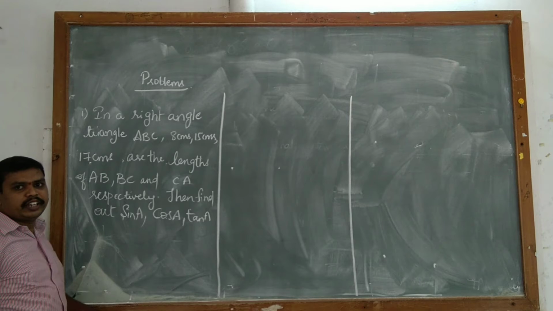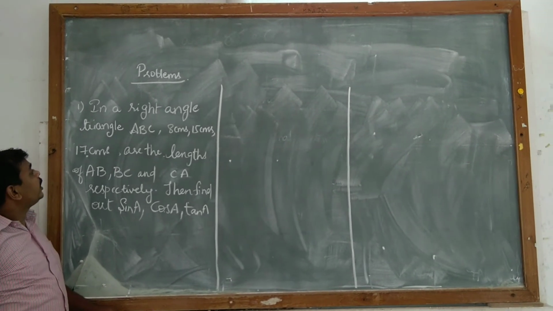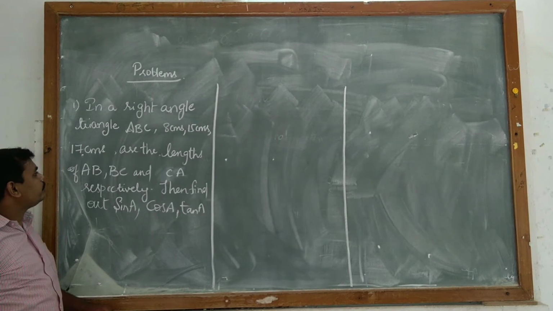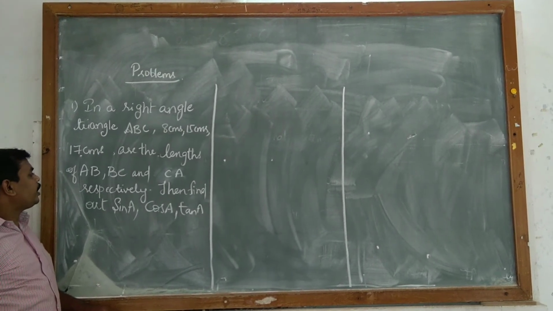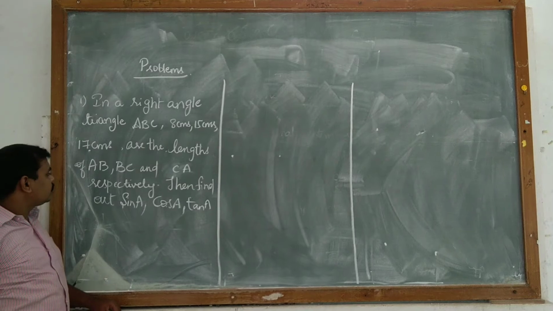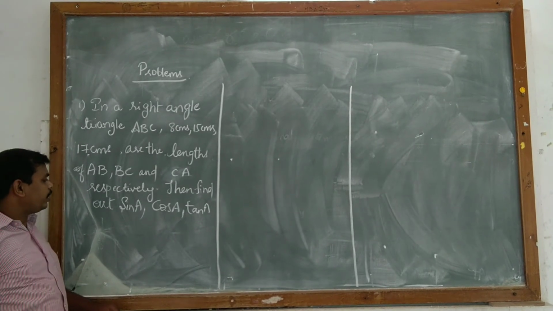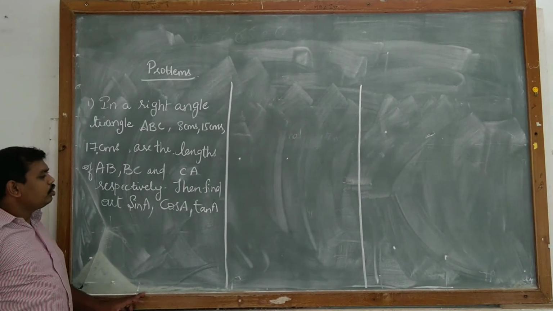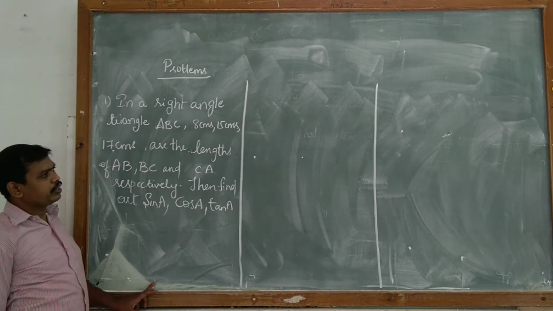What is the problem given here? Just look at it. In the right angle triangle ABC, 8 centimeters, 15 centimeters, 17 centimeters are the lengths of AB, BC and CA respectively. Then we need to find out sin A, cos A and tan A. So this is our problem here.